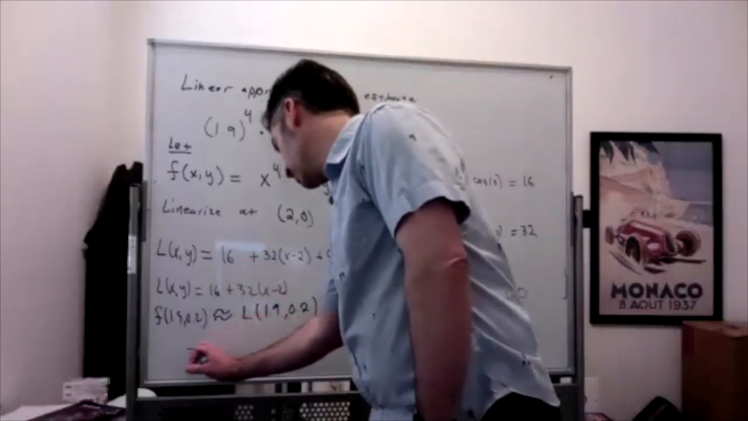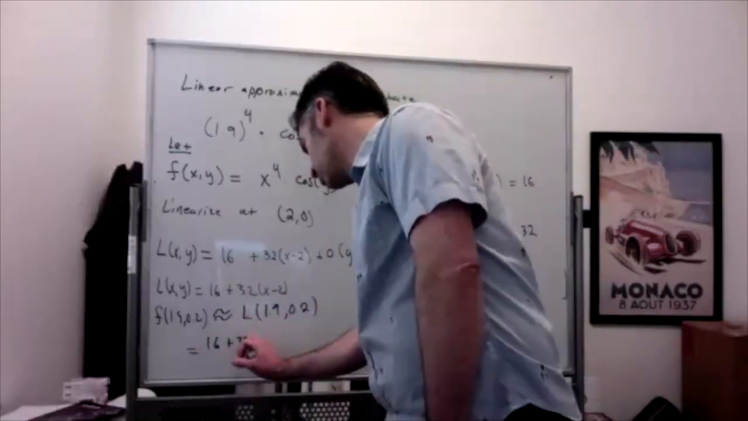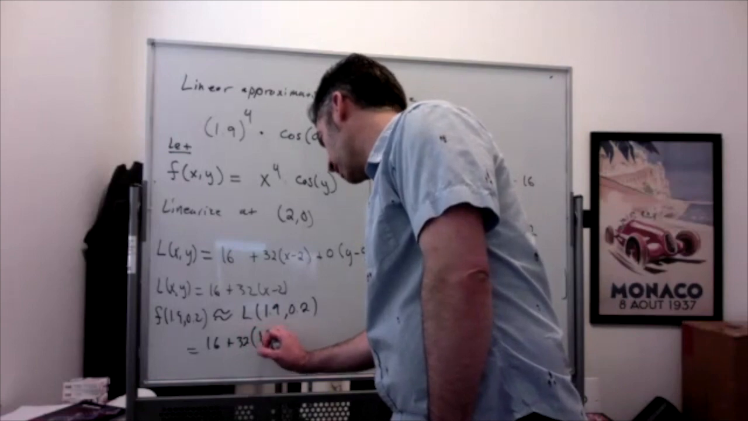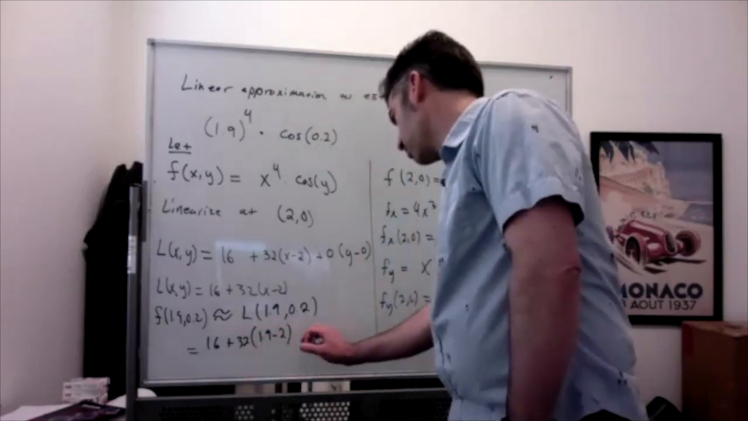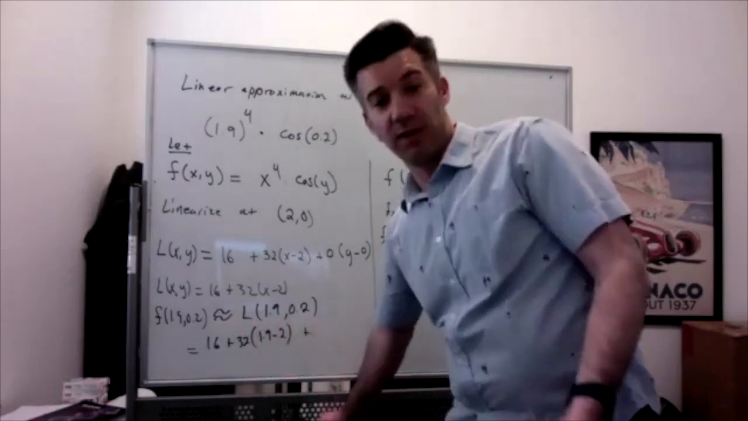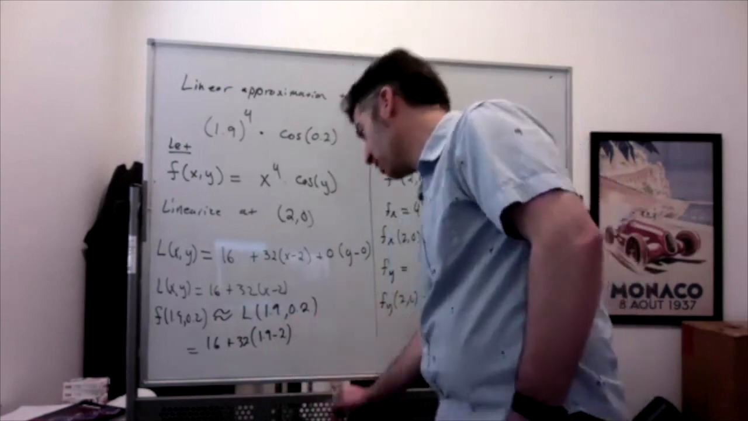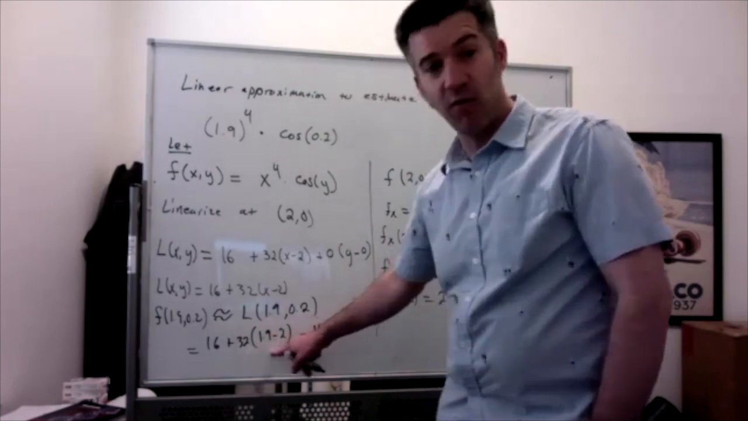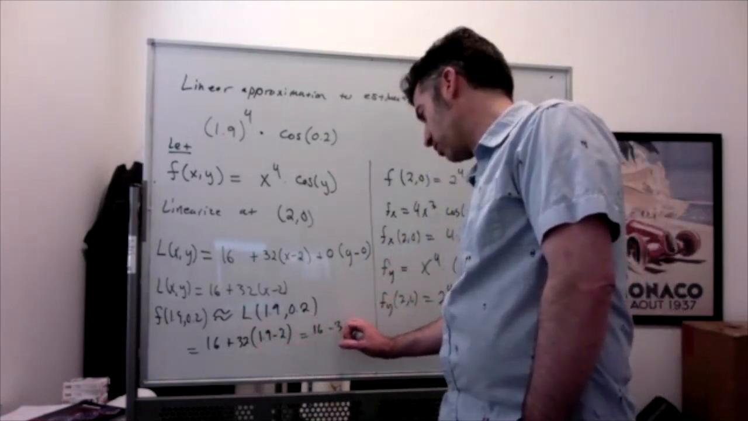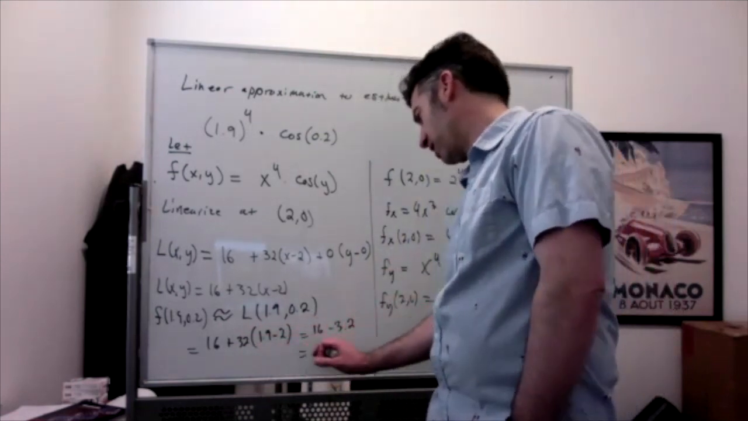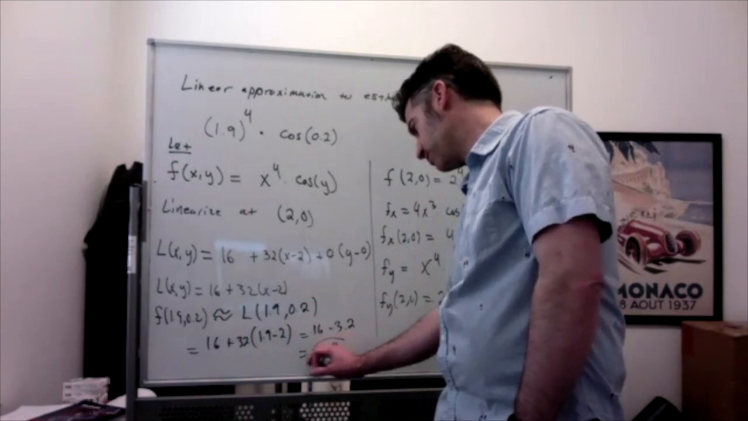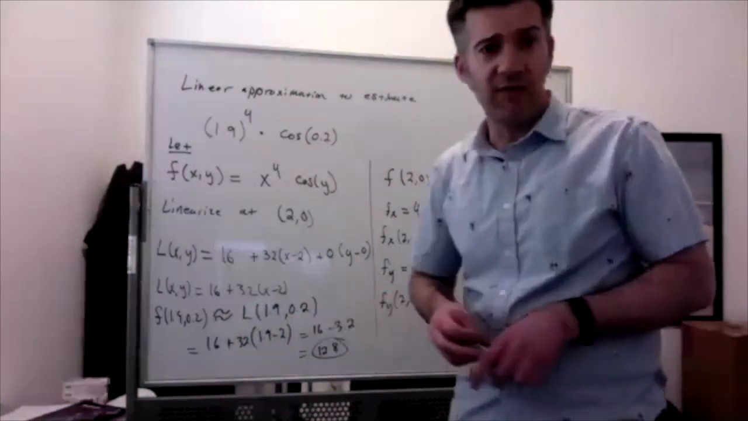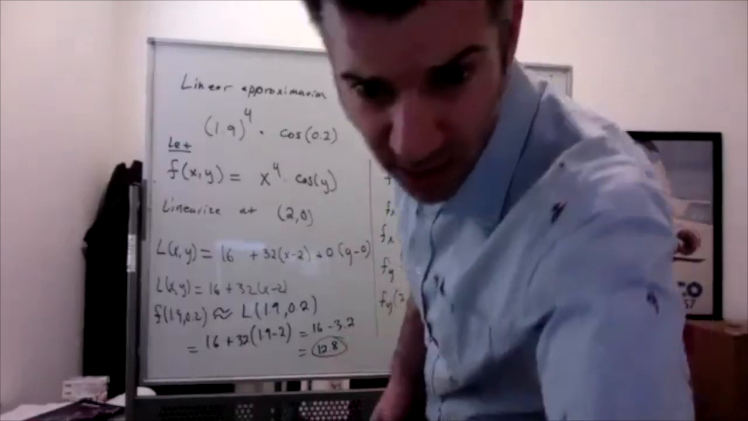I'm going to get 16 plus 32 times 1.9 minus 2 plus nothing else, right? There is no place to put the y value. That's okay. So I get 16, and then 32 times negative 0.1 is minus 3.2. So I end up with 12.8. Is that close? I have no idea. It should be. Let's take a look and see.